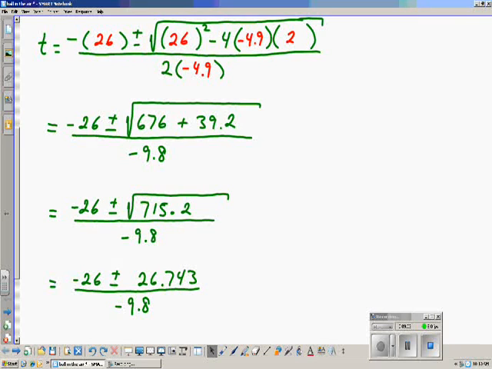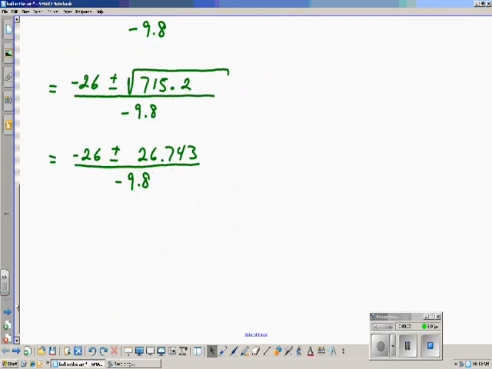And at this point, I have to deal with that plus or minus, which means that I'm actually doing two problems here. I'm going to do negative 26 plus 26.743 and divide that all by negative 9.8. And then secondly, I'll do negative 26 minus that 26.743, also divided by negative 9.8, and I'm going to get two answers.